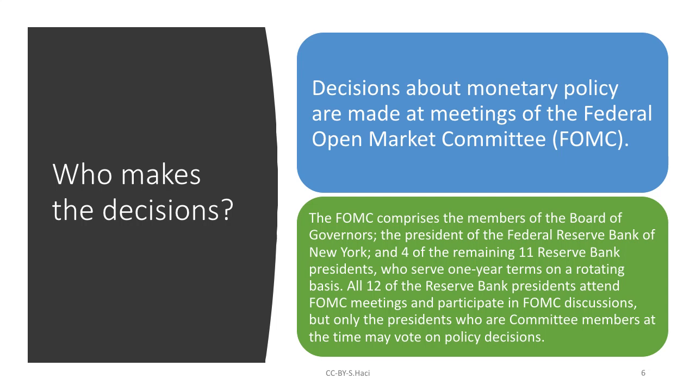Who makes those decisions at the Fed? Those decisions are made at the Federal Open Market Committee, or the FOMC. The FOMC includes all the members of the Board of Governors and the presidents of the Federal Reserve banks. The president of the Federal Reserve Bank of New York always votes, and four of the other remaining reserve banks take turns in voting at those meetings.